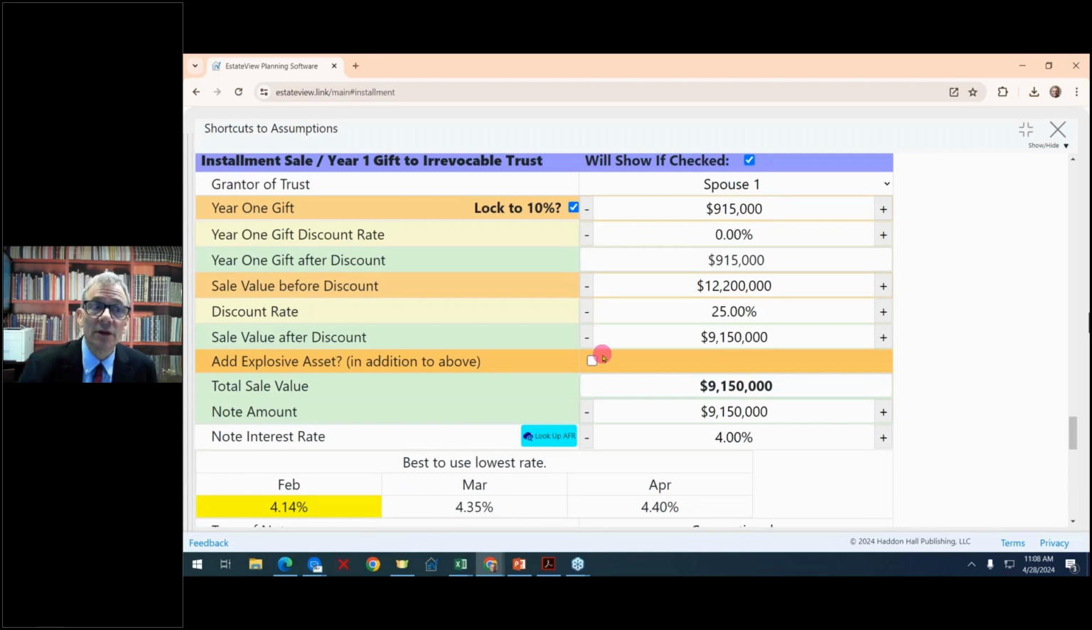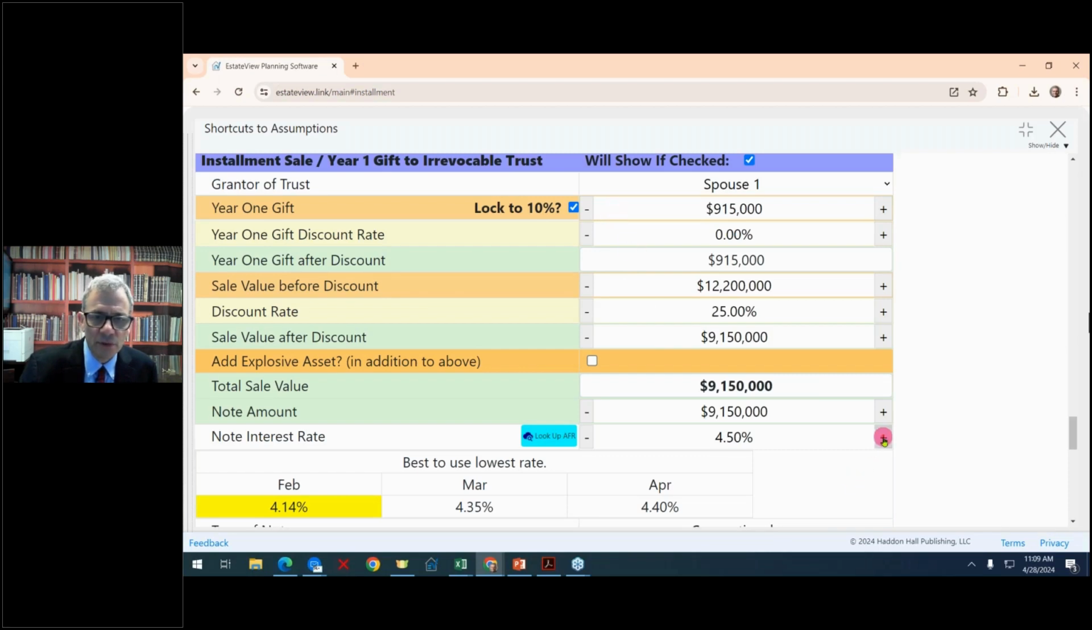Okay, I'm going to start all over on the installment sale. Okay, so I've turned off the large gift calculator. Now I'm on the installment sale calculator. Let's say that he puts $12,200,000 into an LLC, takes a 25% discount, and values a 99% interest in that LLC at approximately $9,150,000. He's going to sell that LLC interest to this irrevocable trust that's disregarded for income tax purposes after he makes a $915,000 gift to make sure that the irrevocable trust has a decent net worth.